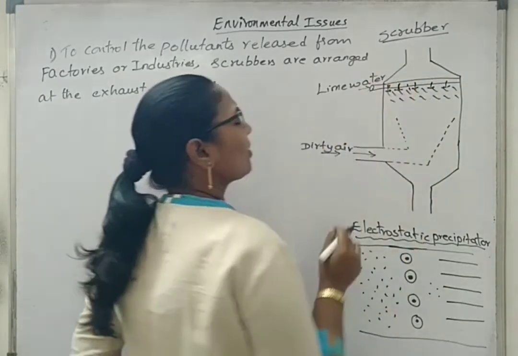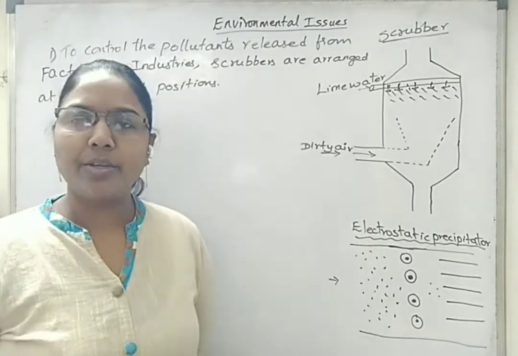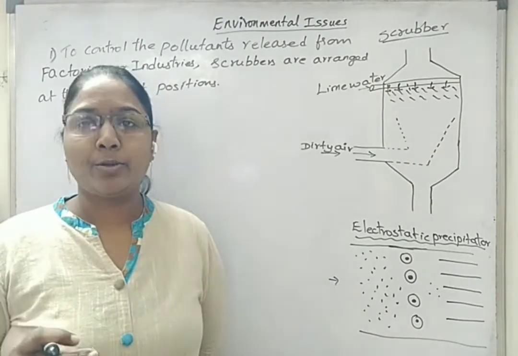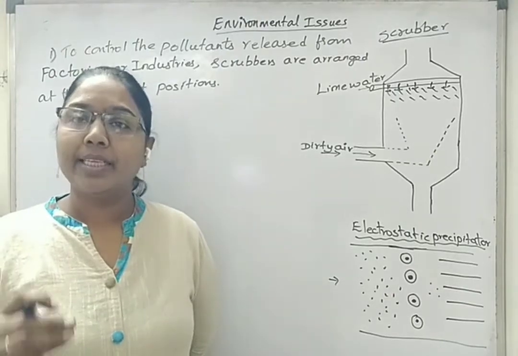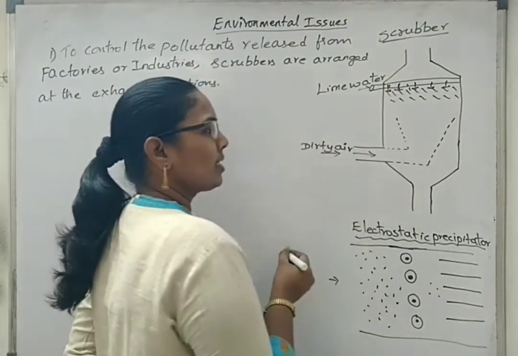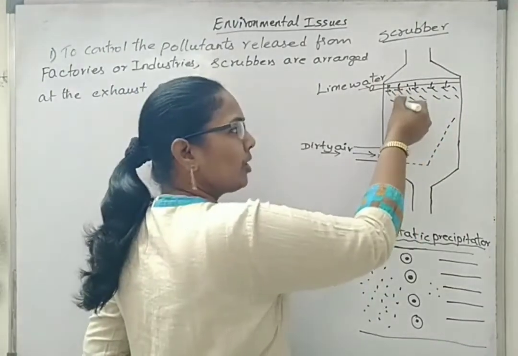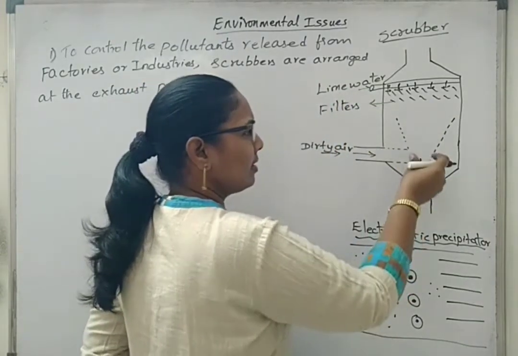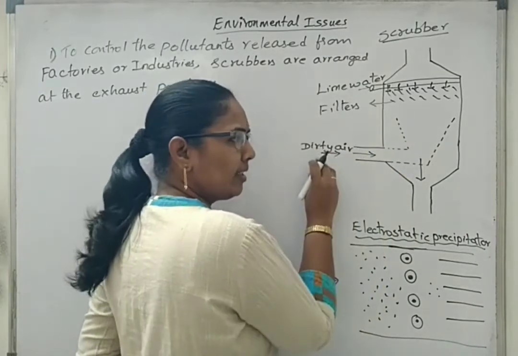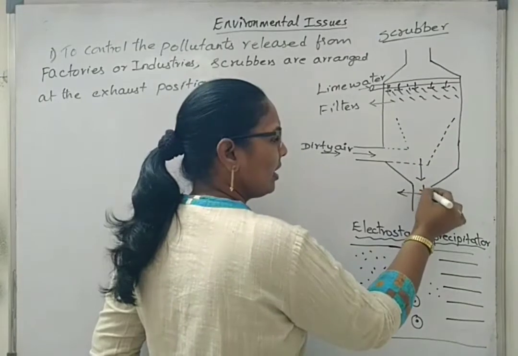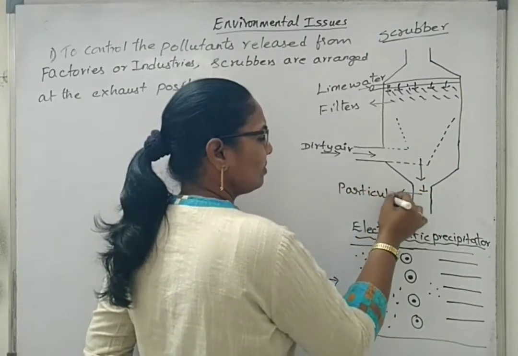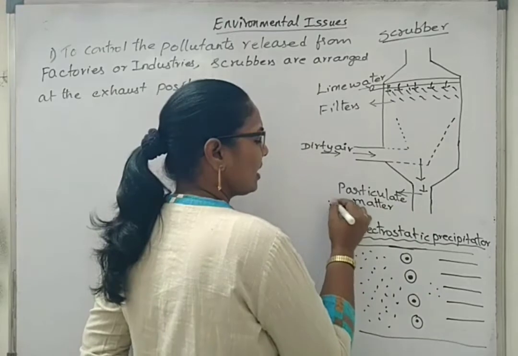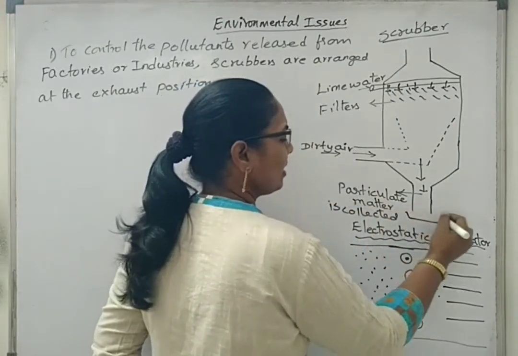Industries contain most of the particulate matter, meaning dust particles, very minute particles that are approximately 10 micrometers or less than 10 micrometers in diameter. So those are pumped into the scrubbers. When lime water is sprinkled, it crosses through the filters. Then whatever particulate matter is present in the dirty air will fall down, because before that it was mixed with the dirty air. Particulate matter is collected at the bottom, that is here.